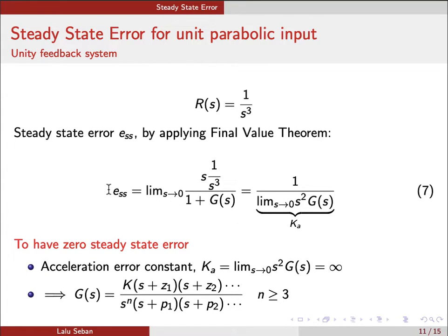So the steady state error will not be 0. So concluding this slide, when you have a unit parabolic or parabolic input, to have a 0 steady state error, the forward path system G(s) should have at least 3 poles at origin. All the 3 cases that we have seen, the steady state error for unit step, unit ramp and unit parabolic inputs, are for unity feedback system. Please take care of that.